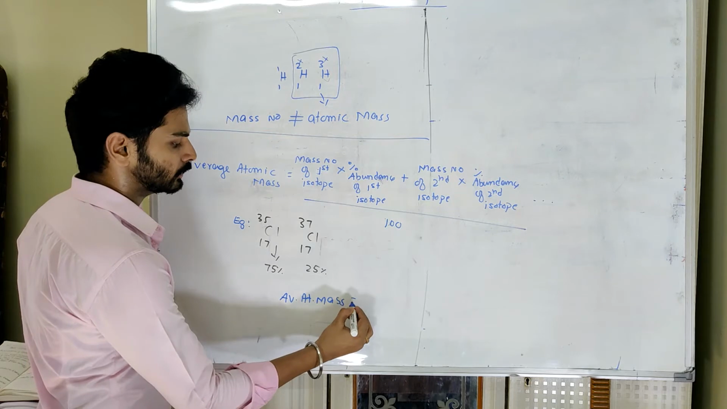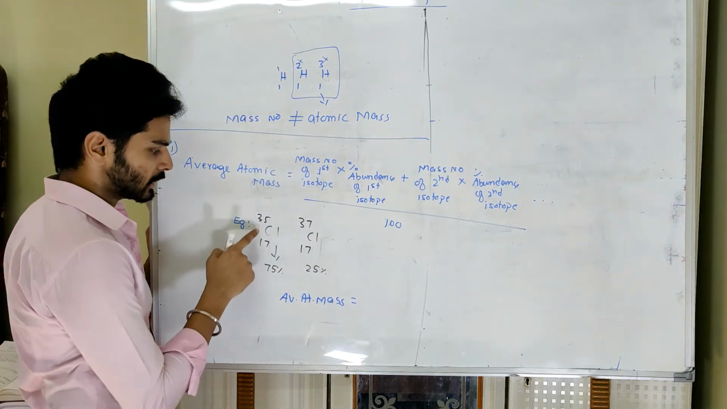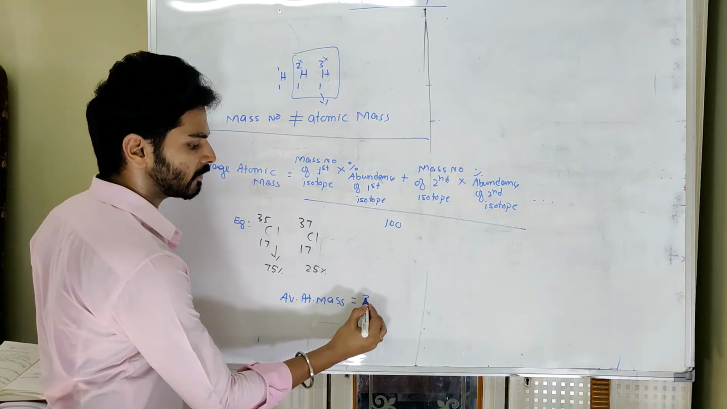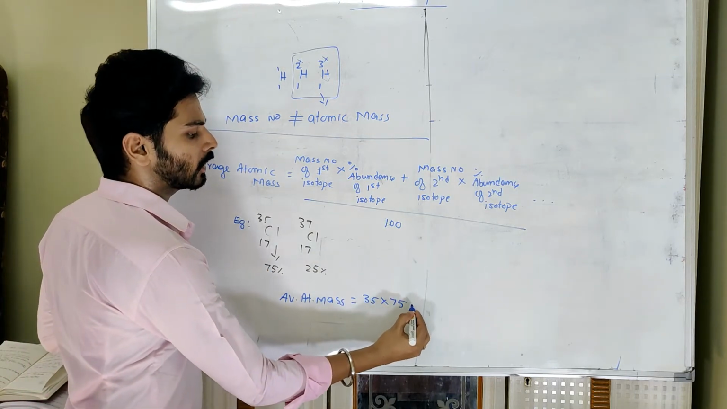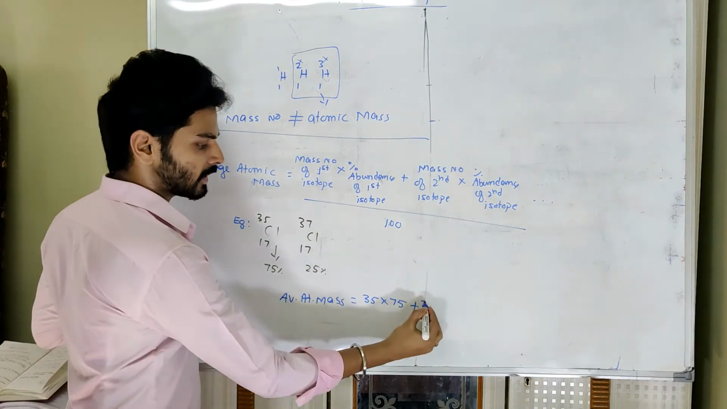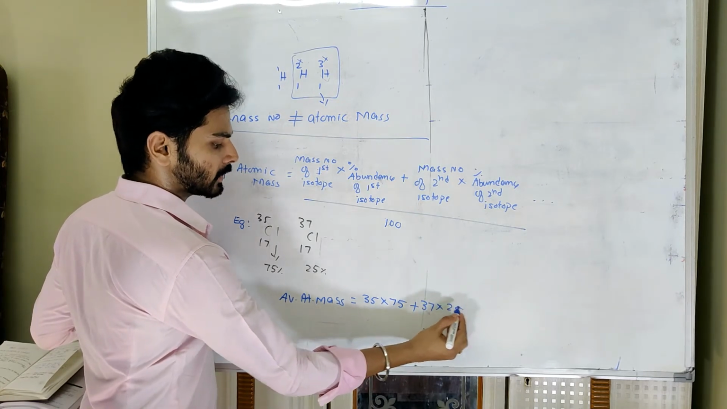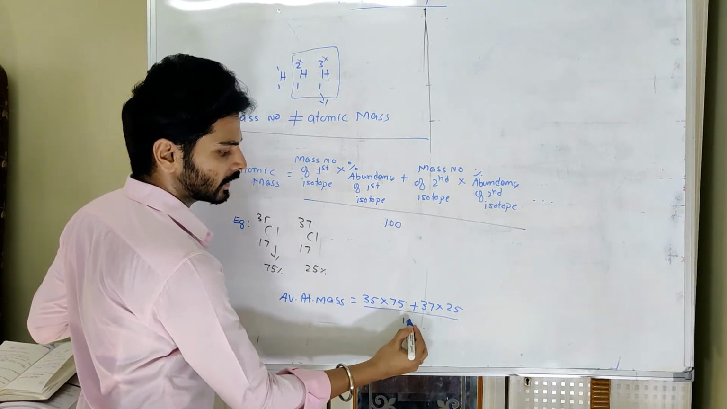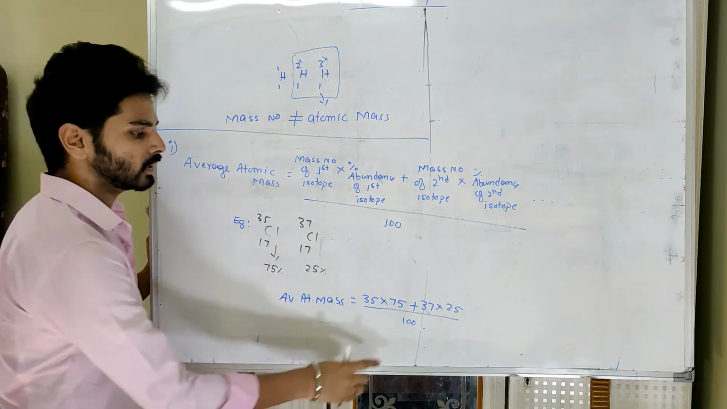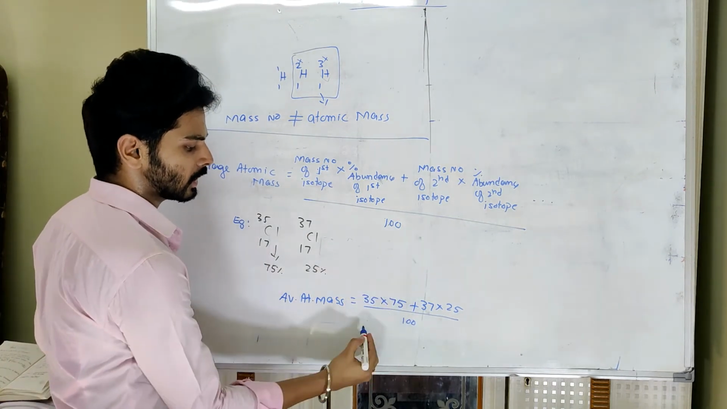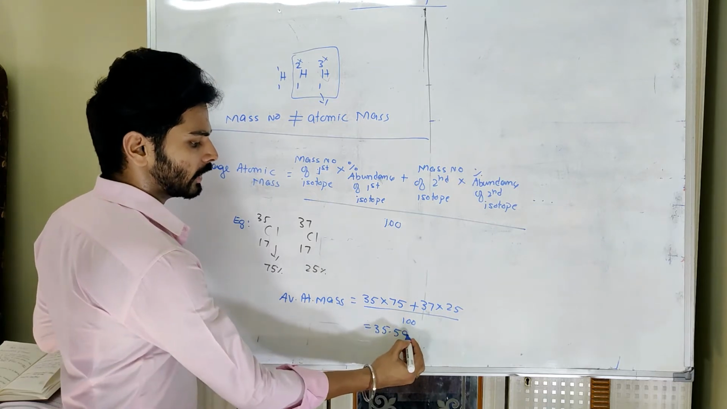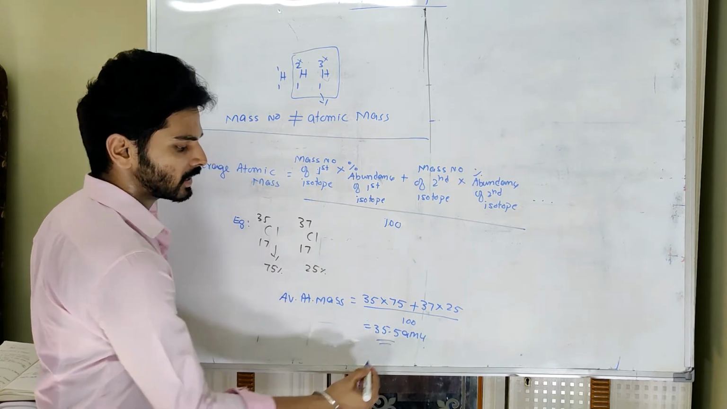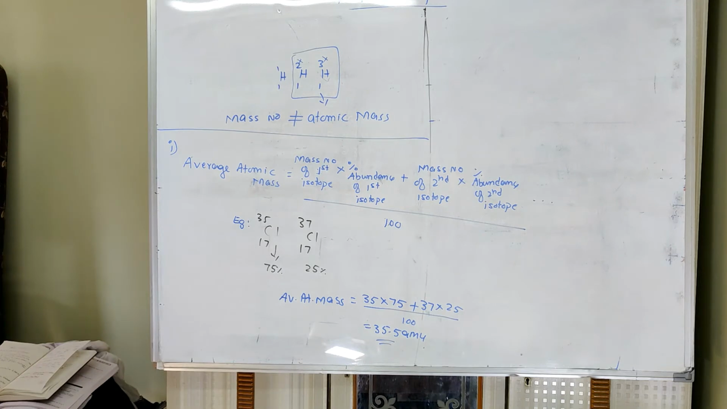is equal to the mass number of the first isotope, I am talking about chlorine now, 35 is the mass number, into 75% plus 37 into 25%, divided with 100. There are 2 isotopes, so we are only closing with 2 isotopes, and this comes out to be 35.5. Now you can say AMU, or you can convert that later into grams and everything.